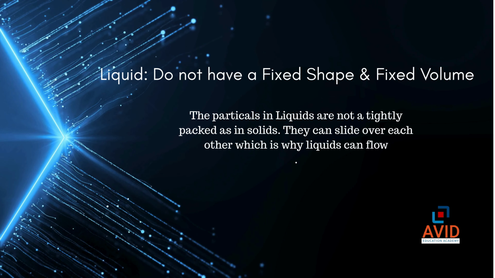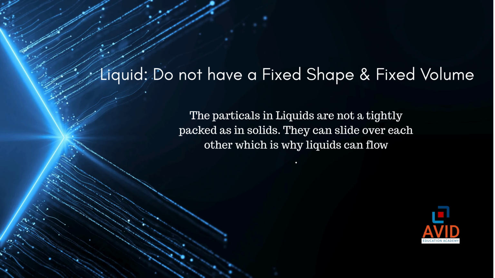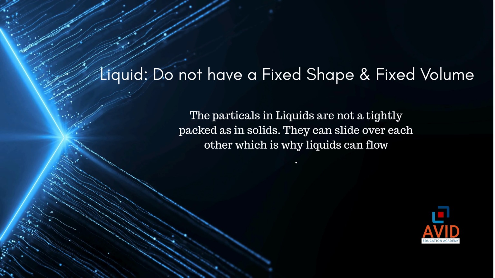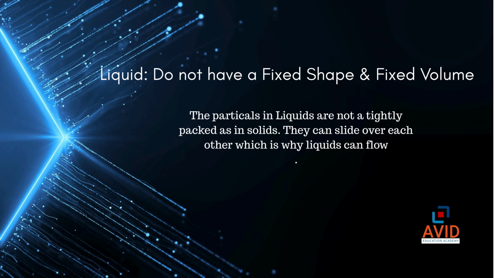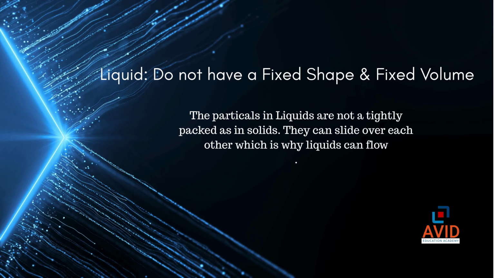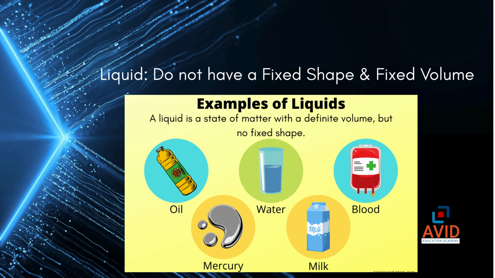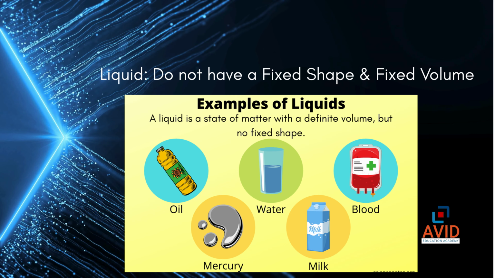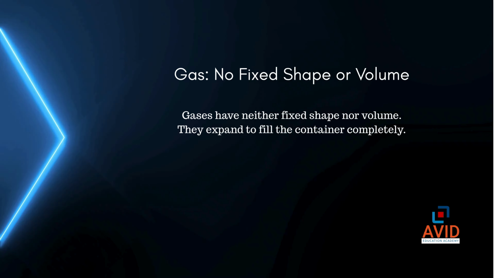Now, liquids. Liquids do not have a fixed shape, but they have a fixed volume. The particles in a liquid are not as tightly packed as in solids. They can slide over each other, which is why liquids can flow. Liquids take the shape of the container they are kept in. For example, water, milk, oil, and juice. तरल अपने कंटेनर का आकार ले लेते हैं, लेकिन उनका आयतन निश्चित होता है.